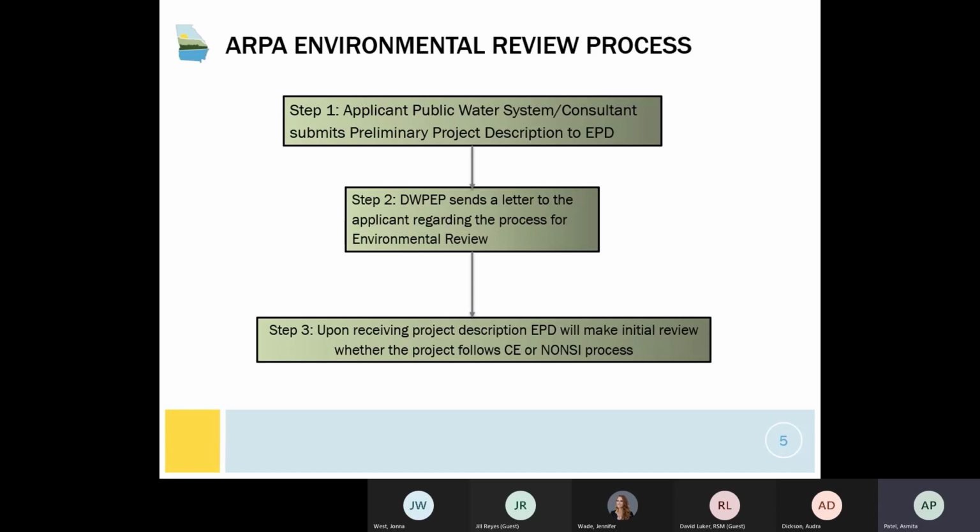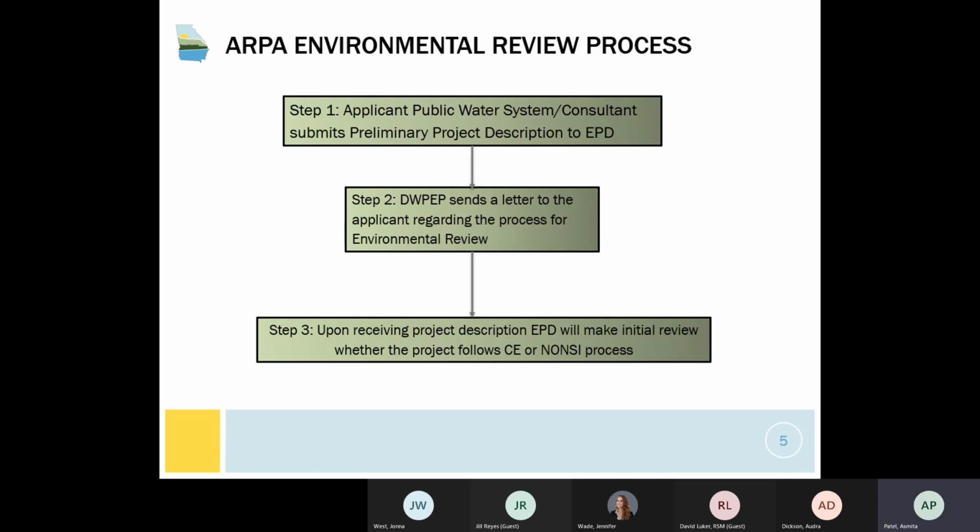So once we know which projects will fall under CE and non-CE, let's discuss how this process works. All the applicants need to submit a preliminary project description to EPD. The contact information where to send this project description is at the end of the slide, where I have all the contact information listed. And also you will find that contact information on EPD's website. The link is also provided at the end of this presentation.